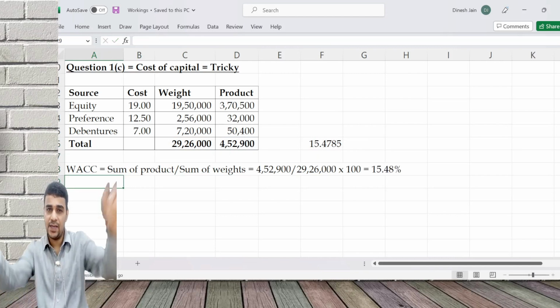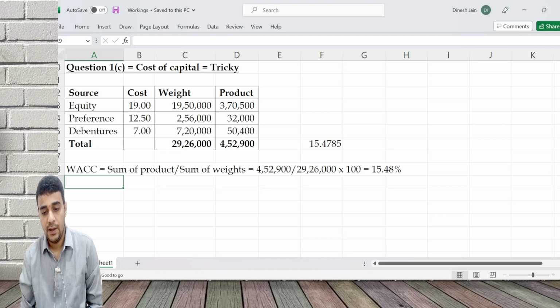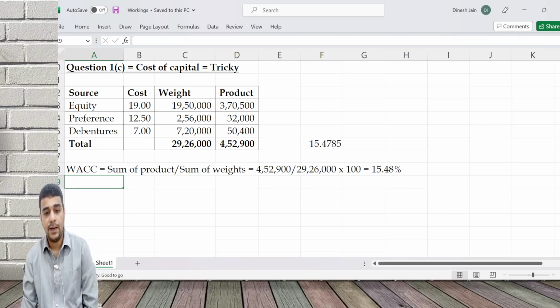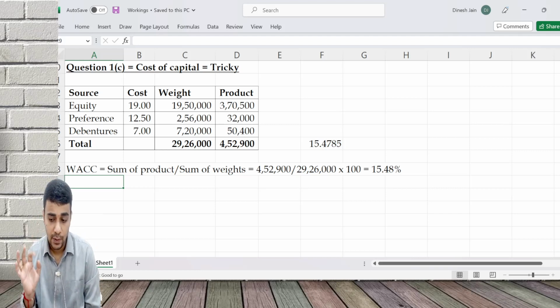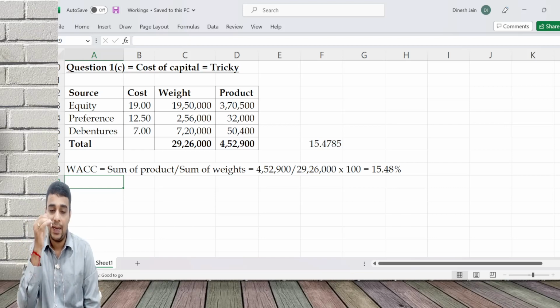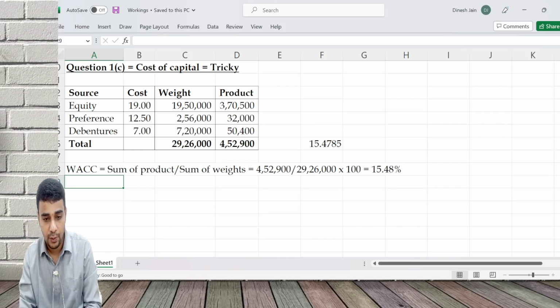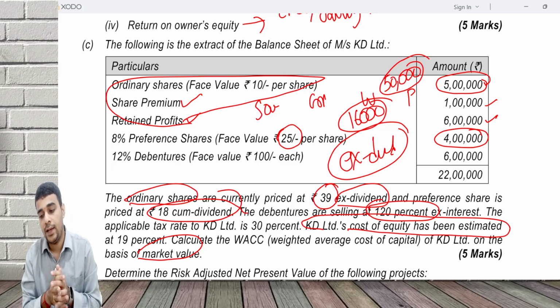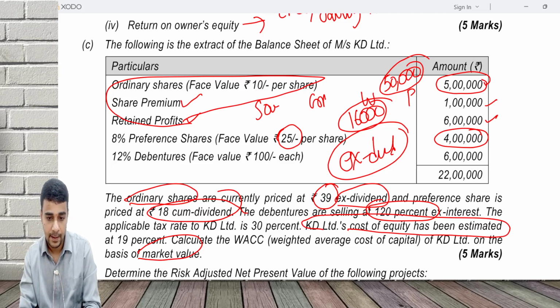15.48%, or you can even leave it as 15.4785%. 15.48% is the WACC based on market value. The only tricky part I felt in this question was the adjustment of ex-interest, cum-interest, ex-dividend, cum-dividend. Interest, no adjustment was there, but there was an adjustment on the dividend side. Whatever they had given was the cum-dividend value, you had to calculate the ex-dividend value. You had to compute the ex-dividend value and then do the calculation.